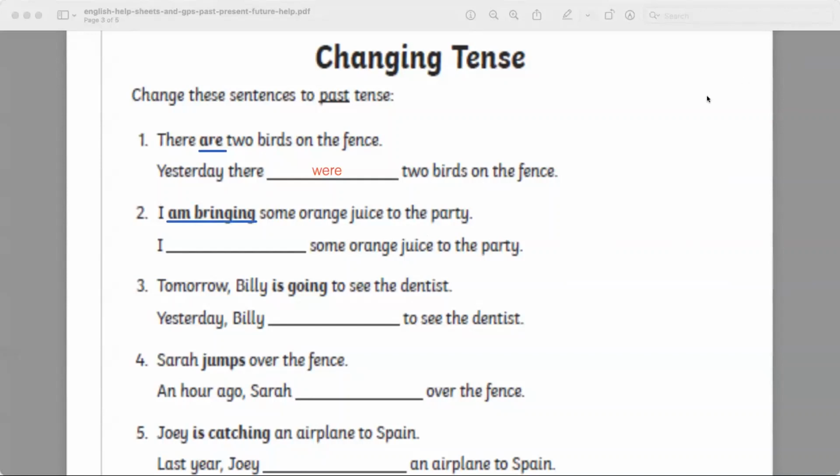English group. I bought some orange juice to the party. I was bringing some orange juice to the party.